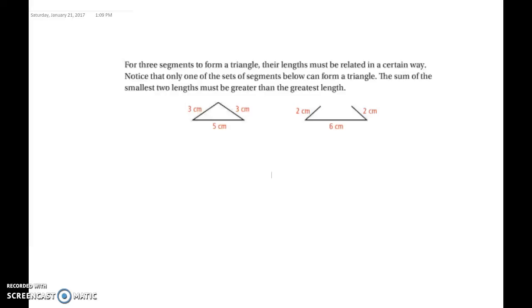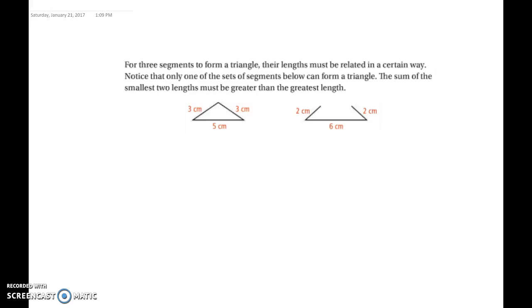I'm sorry, I forgot that there was one more video that we needed to make for section 5.6. All right, so for this last part, we're going to talk about how we can determine if three side lengths, or three segments, can form a triangle.